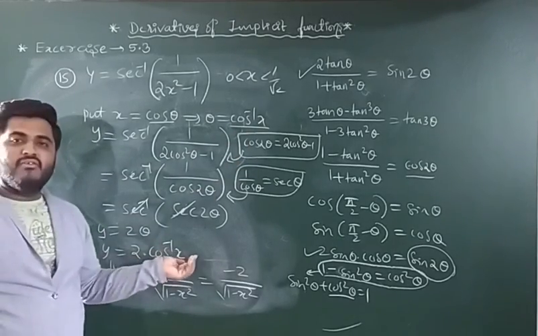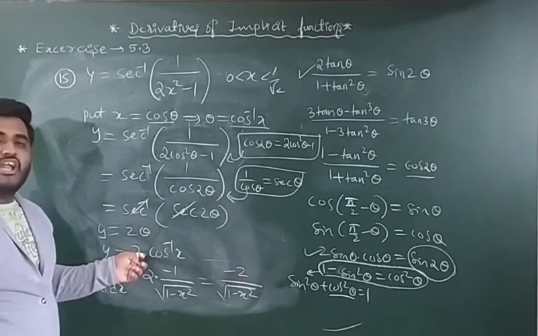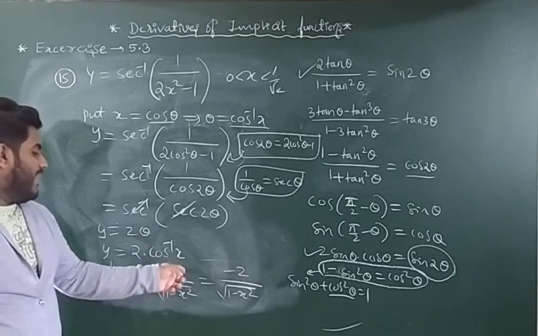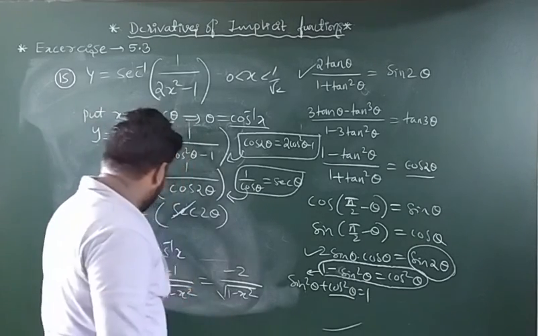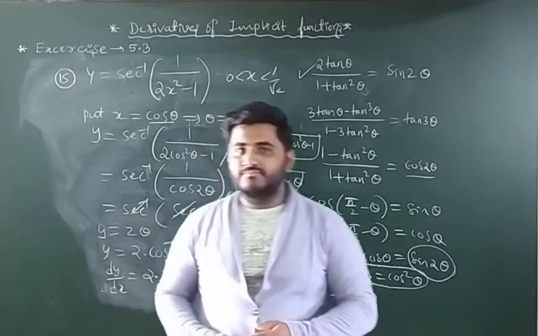So after simplifying, we find the derivative of this one by applying the standard derivative functions. 2 is there as it is. Cos inverse x differentiation is minus 1 divided by square root of 1 minus x square. 2 into 1, we are having minus 2. So here is the answer for this question.